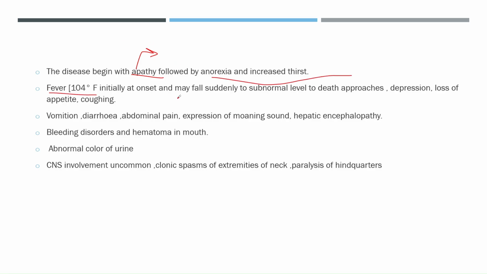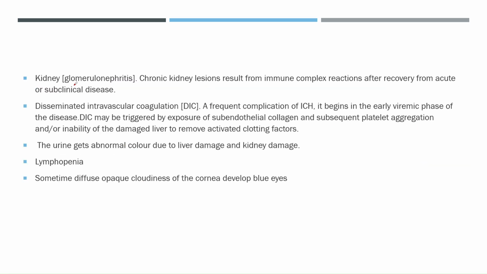Fever 104. Okay, and what kind of fever? Biphasic fever, vomiting, diarrhea, abdominal pain, expressing morning sound, hepatic encephalopathy, and bleeding disorder, hematoma in mouth, abnormal color of urine, CNS may be involved, chronic spasm, and paralysis of hindquarter. Now, glomerulonephritis, chronic kidney disease, immune complex, type 3 hypersensitivity. These all are the repetitions.